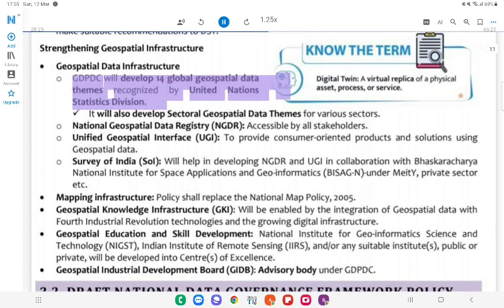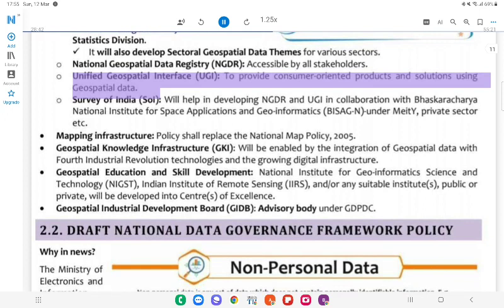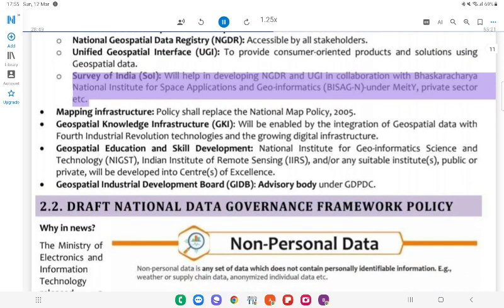GDPDC will develop 14 global geospatial data themes recognized by the United Nations Statistics Division. It will also develop sectoral geospatial data themes for various sectors. National Geospatial Data Registry, NGDR, accessible by all stakeholders. Unified Geospatial Interface, UGI, to provide consumer-oriented products and solutions using geospatial data. Survey of India will help in developing NGDR and UGI in collaboration with Bhaskaracharya National Institute for Space Applications and Geoinformatics, BISAG-N, the private sector, etc.